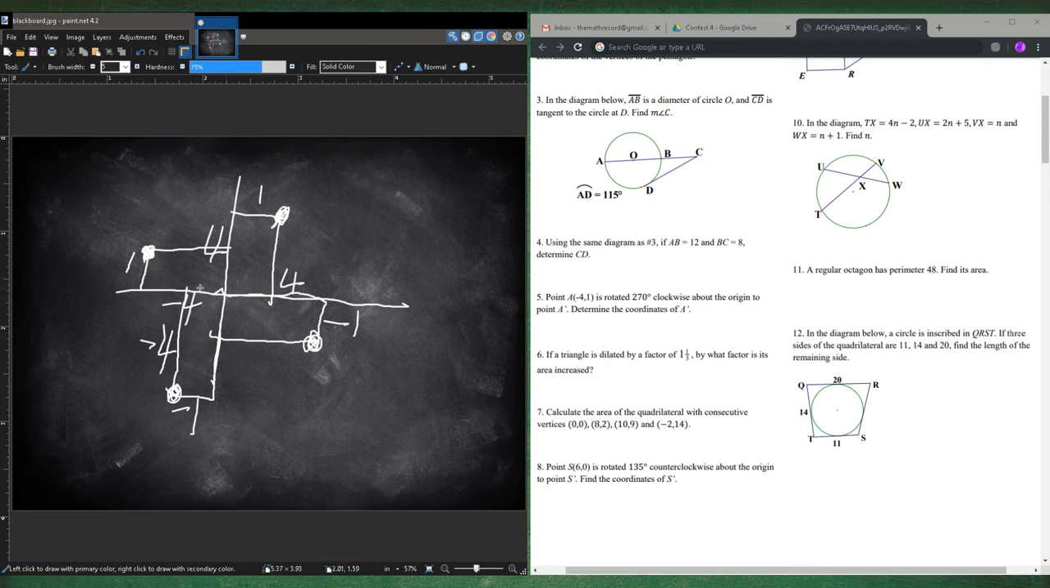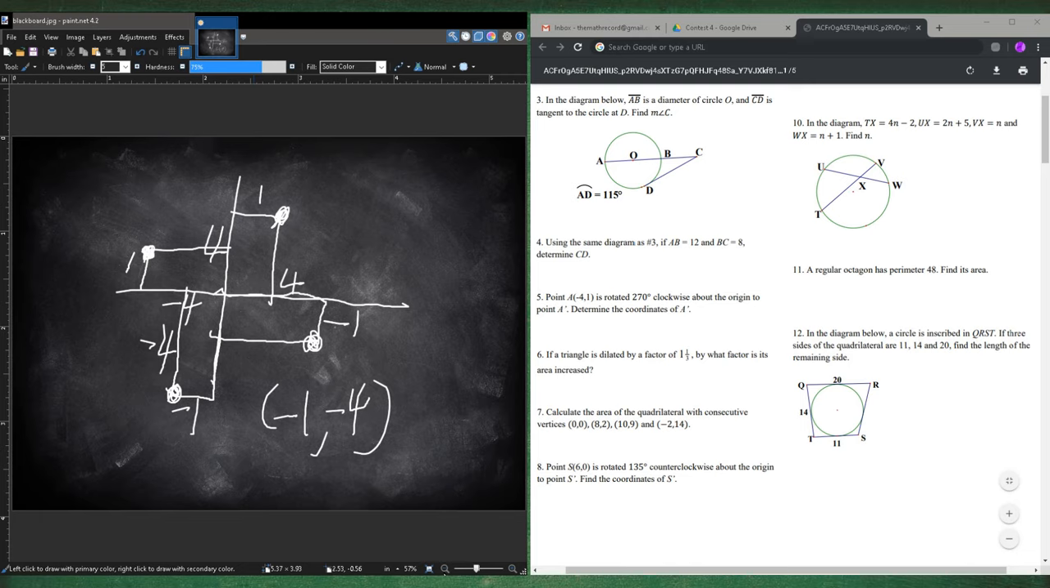So your coordinates: the x-coordinate is negative 1. And then this is 90, that's 180, and this is 270, so clockwise. So you already went 270 right here. So basically, now you just have to find the point. So that's negative 1, the x-coordinate, and the y-coordinate is negative 4. So it'll be negative 1, negative 4.